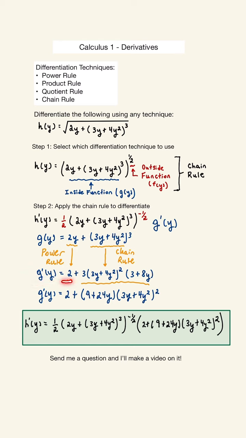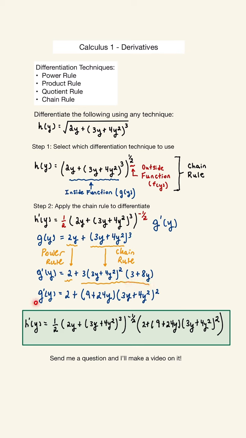So we can go ahead and differentiate this where we have g prime of y equal to 2. This was from our first portion using the power rule. And then that's going to be added to 3 multiplied by 3y plus 4y squared, all of that raised to the second power, multiplied by 3 plus 8y. And this was obtained by using the chain rule. You can see here, this is the outside function. We left the inside function alone, and then we multiplied it by the derivative of the inside function.